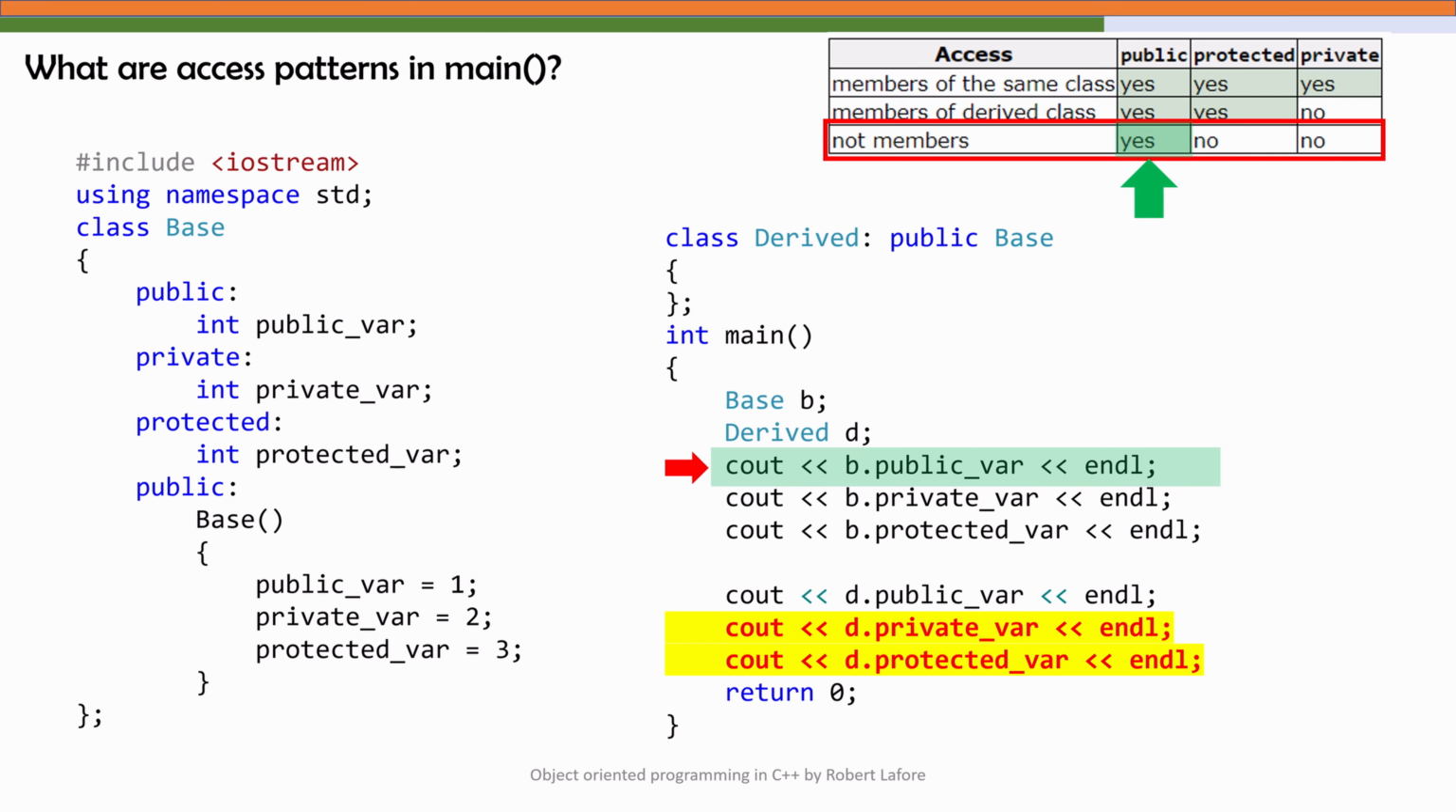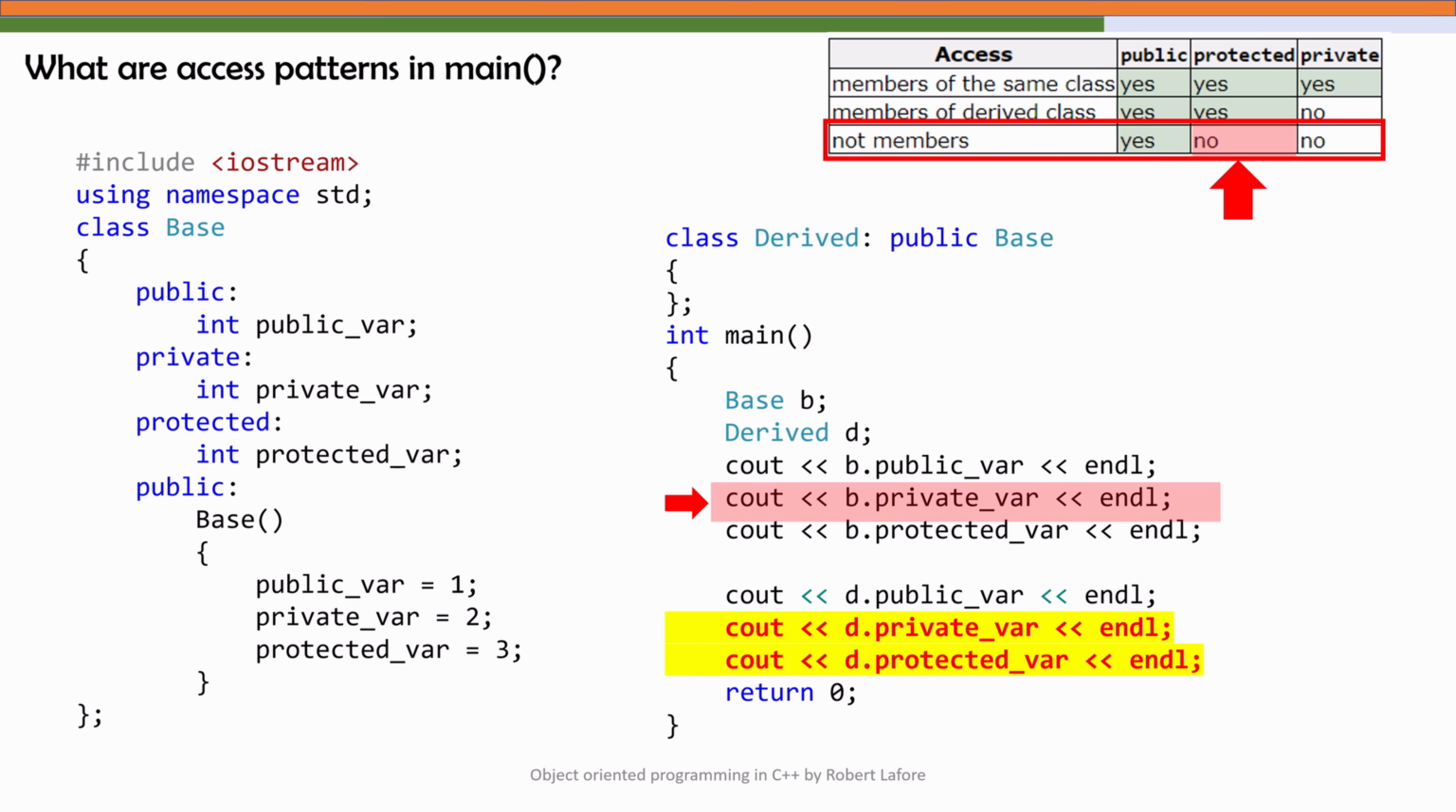So the statement cout b dot public_vr is valid because this public variable is publicly accessible from anywhere, even outside the class, that is even from main. So this is valid, and the same applies for the subsequent statement, cout d dot public_vr, because a public member of the base class remains public in the derived class under public inheritance.